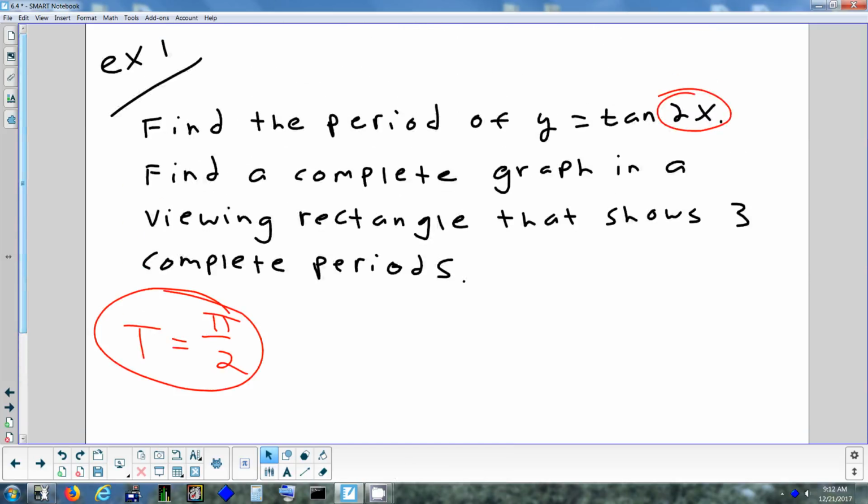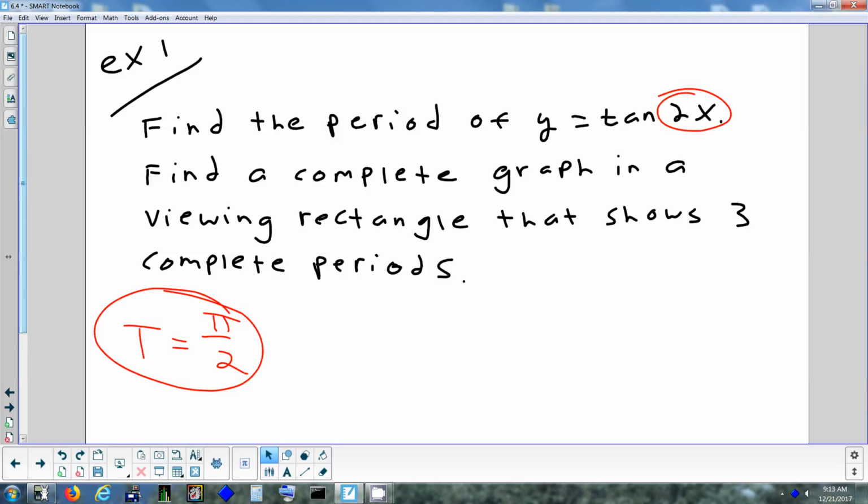So now if I want to show 3 cycles on my screen, how wide, not tall, because we know the graph goes up and down forever. So for these kind of graphs, just set your y max and min -10 to 10. That's good enough. But how wide does my window have to be to show 3 cycles? Yep. 3 pi over 2. 3 pi over 2, however you want to do it.